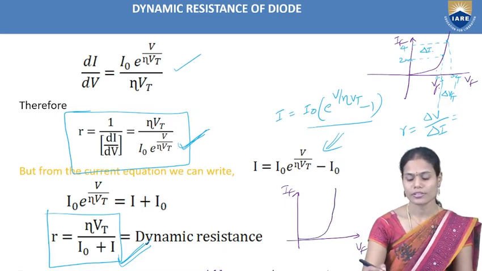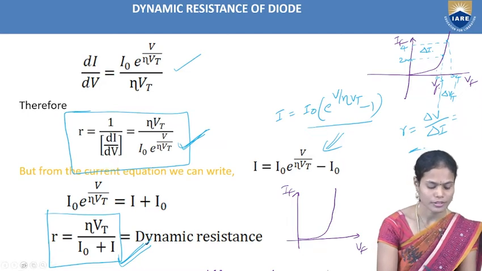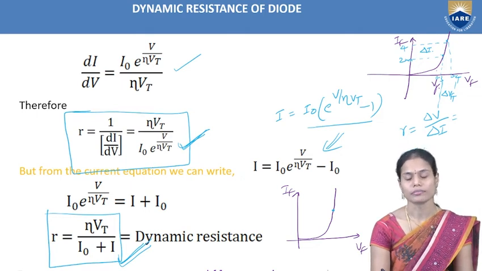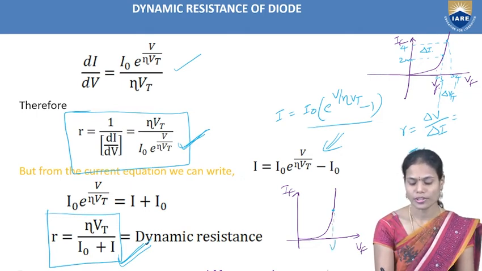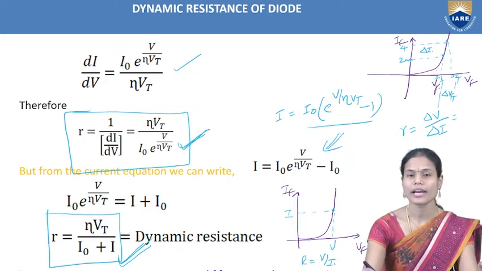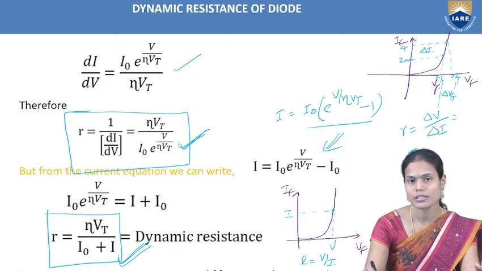To find the static resistance, you have to take only a single point on the curve. The corresponding voltage and current will give the static resistance, capital R, that is V by I. In the dynamic case, while calculating the dynamic resistance, we are taking the variation of the voltage with respect to the variation of the current. But in the case of static resistance, we are taking only a single point. At that point, how much voltage we are applying and how much current we are expecting for that particular applied voltage.